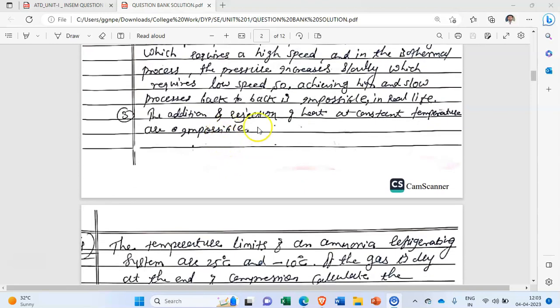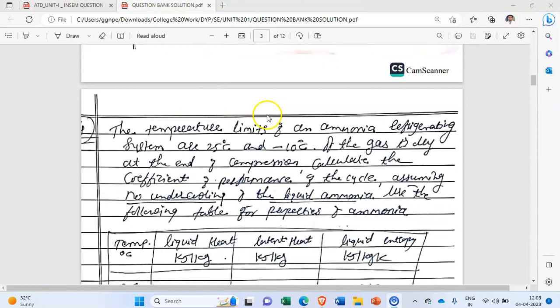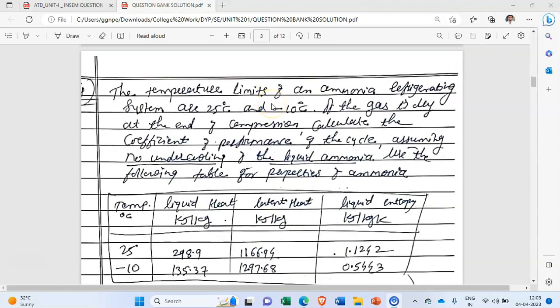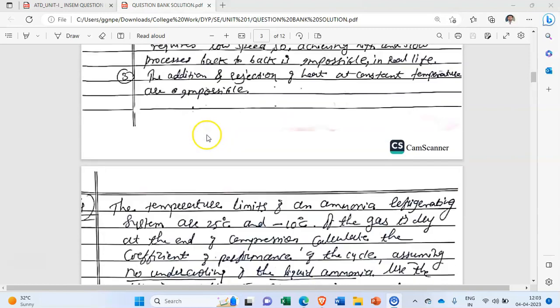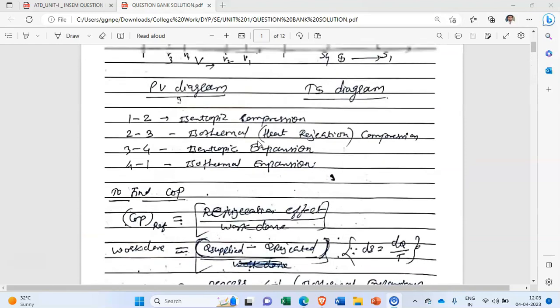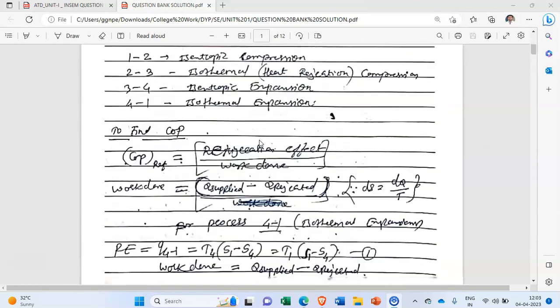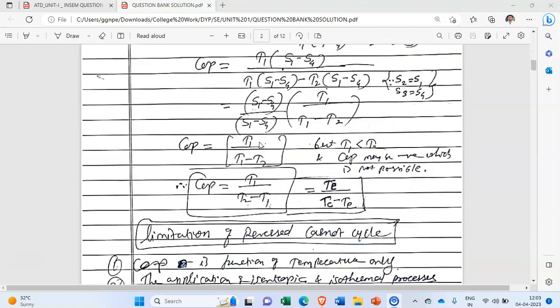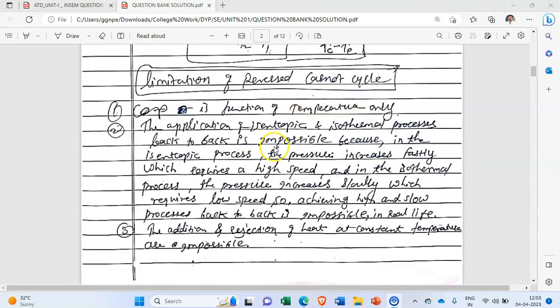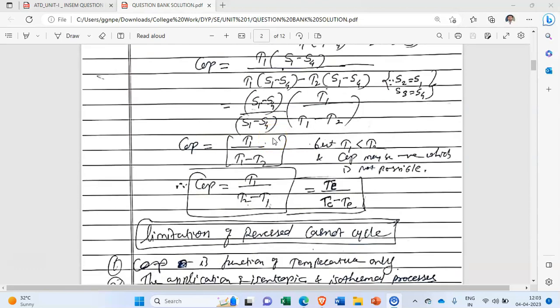I hope you understand this first question carefully. Now, we will see question number 2 in the next video. Please go through this derivation, how I have derived this equation. This is a very simple question, and we just have to explain this much to get full marks. I hope you understand this.